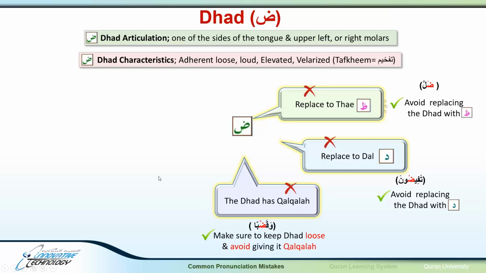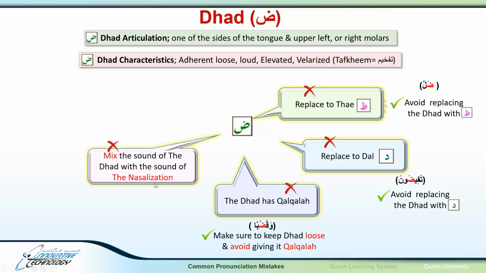The fourth mistake is mixing the sound of the Dhad with a sound of nasalization, giving it ghunna. Fadlullah. While the right way of pronouncing it is like this: Fadlullahi. Fadl, without giving it ghunna.